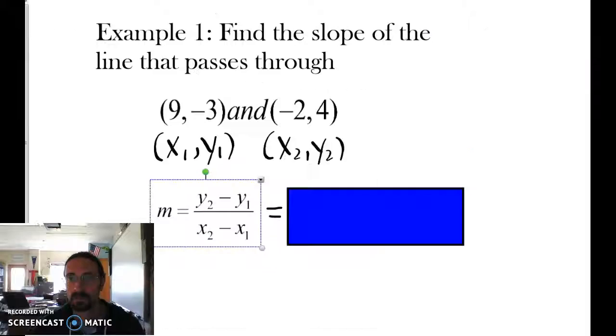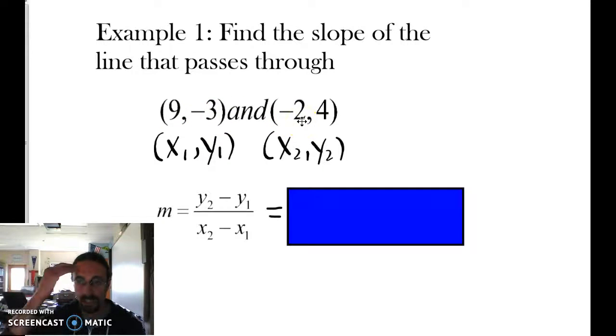All right, picking up where we left off here. Example 1, find the slope of a line that passes through these 2 points. So we've got one point, (9, -3), and another point, (-2, 4). I generally like to think of my points, the one on the furthest left, having the lowest x value, as point 1, and the other point to the right as point 2.